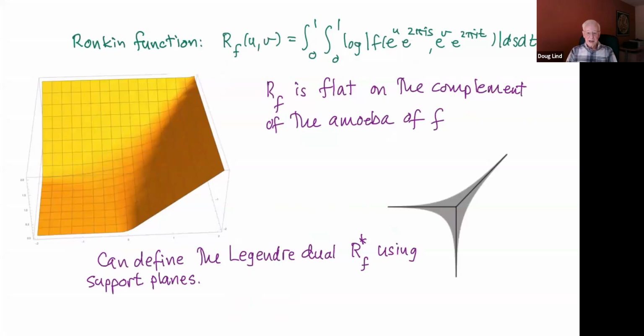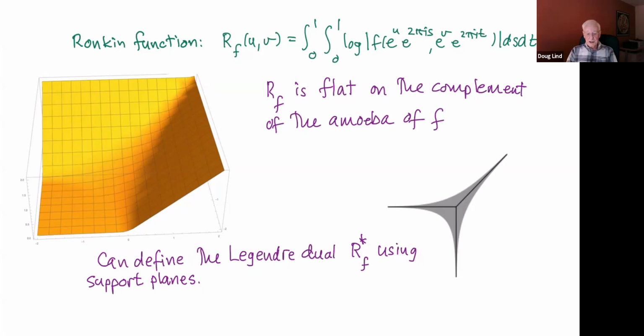Well, I'm now going to briefly go over the two-variable version because it's a pretty straightforward generalization of the one-variable version. The Ronkin function is now a function of two variables. You rescale by these two things. And you can compute this as, again, a convex function, which is flat on the complement of the amoeba of F. And this is just the image under the log map of the variety of F.